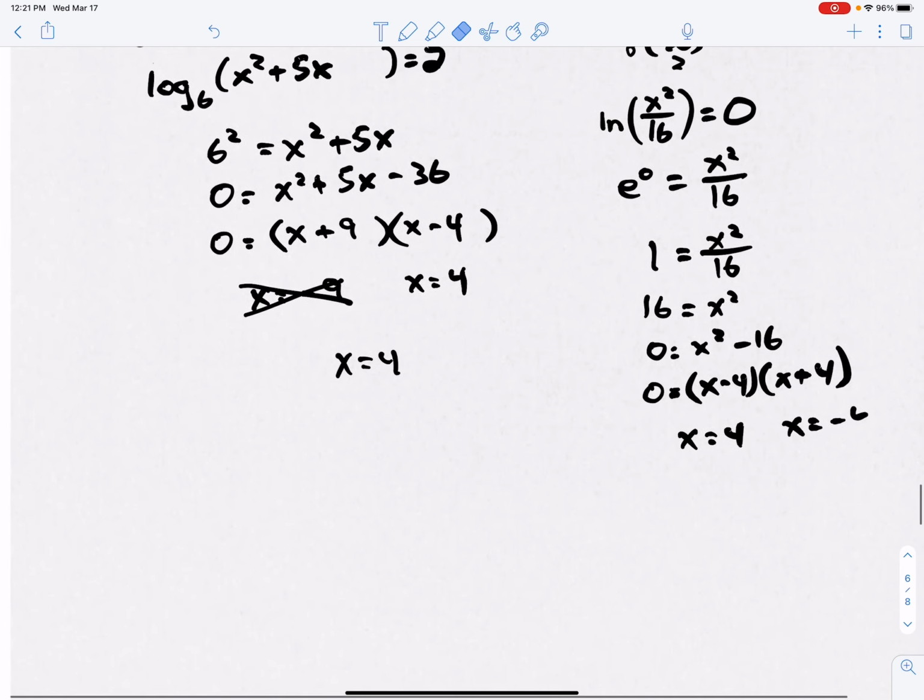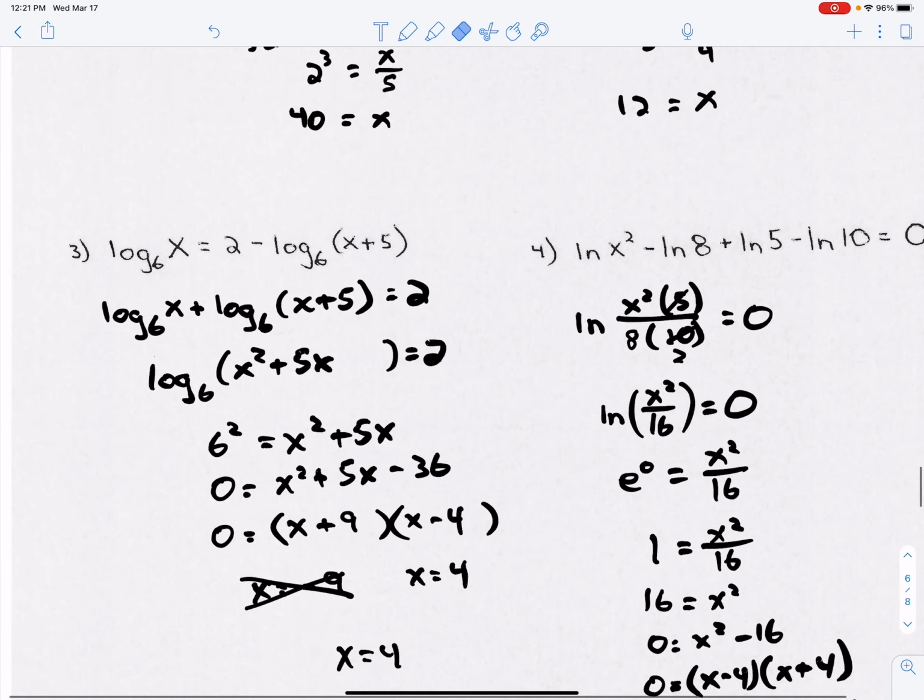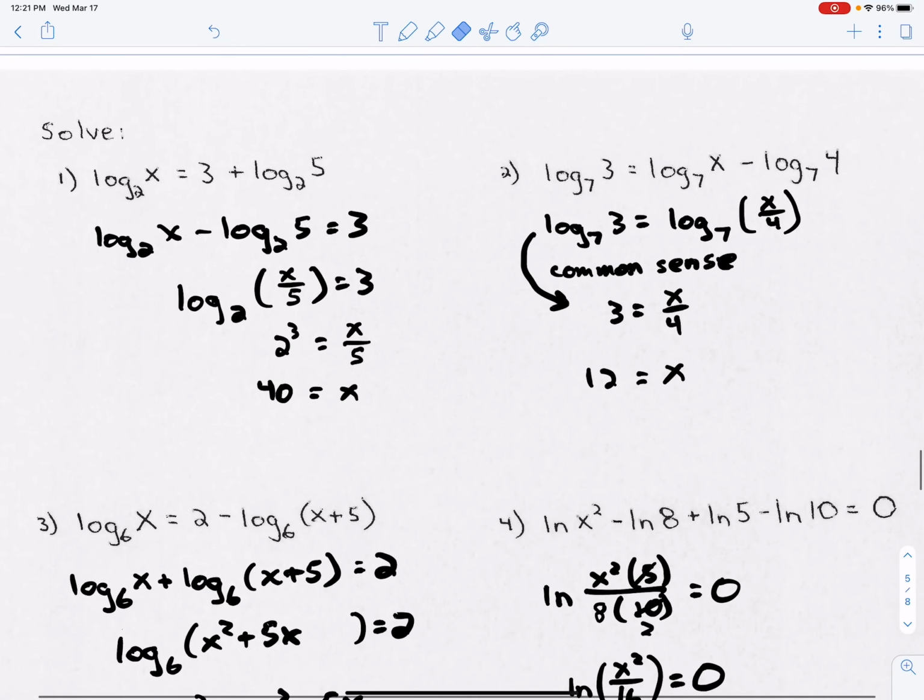If you have the case like number 2 here, where you have logs on both sides, and no numbers other than logs, just get the logs, simplify both sides with log rules, and then by common sense, we're not dividing away the log of base 7, but we're just saying, well, by common sense, doesn't 3 have to equal x over 4? Hopefully that helps you.